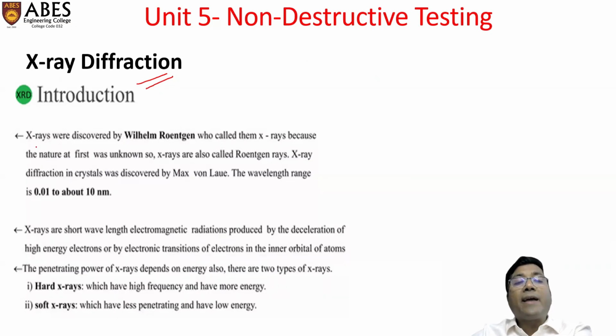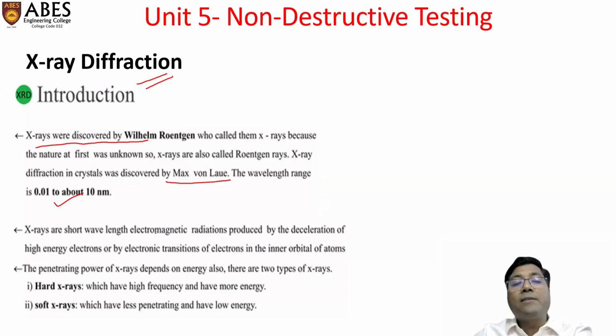So X-rays, what are X-rays? X-rays were discovered by Wilhelm Röntgen, who called them X-rays because the nature at first was unknown. So X-rays are also called Röntgen rays. X-ray diffraction in crystal was discovered by Max von Laue. The wavelength range is 0.01 to about 10 nanometers.